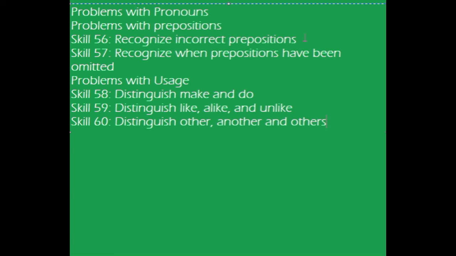And then we have distinguish like, alike, and unlike. It could work as a preposition, and it could work as a verb. For example, I like apples. I like bananas. I like going camping. Or, he's like his father. So this has a different meaning, like acting as a preposition. Now we are comparing as well with like, alike, or unlike. It's the opposite. You will see later a better explanation of like, alike, and unlike. Then the last one, distinguish other, another, and others.